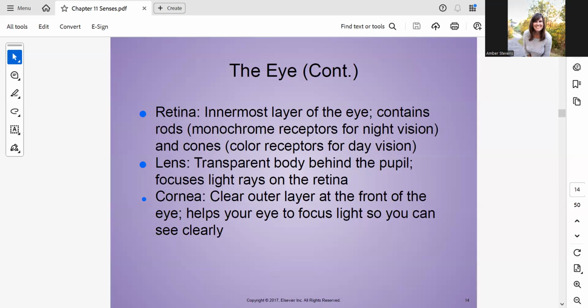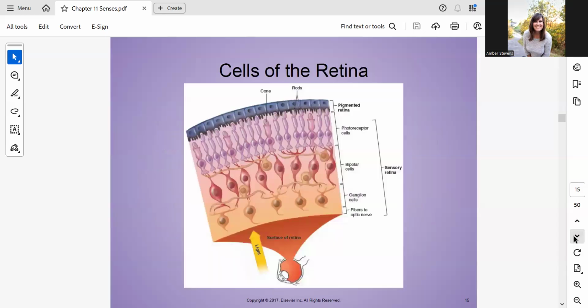The cornea is the outermost part that bends light, while the lens adjusts its shape to fine tune focus, and that process ensures a clear image is formed on the retina. So here is just an image of the retina and how those work together.